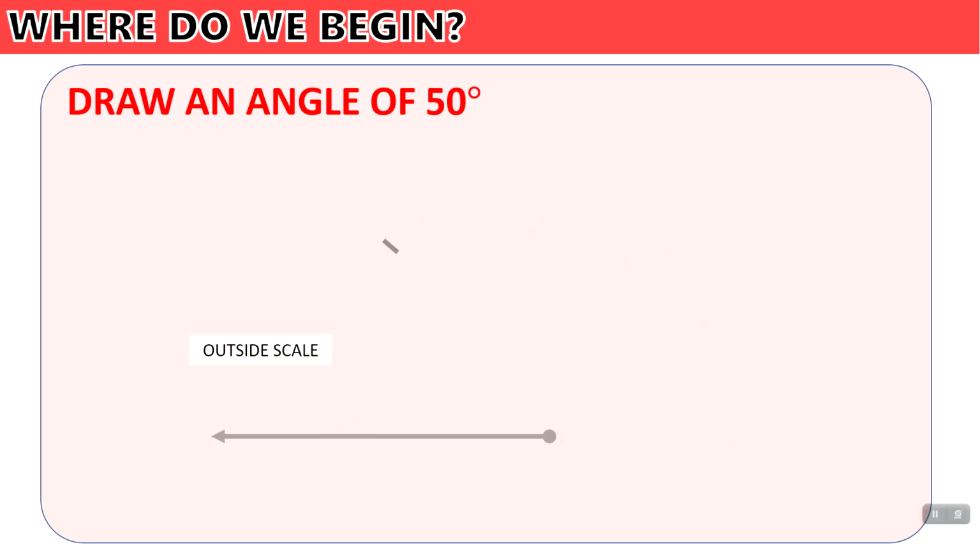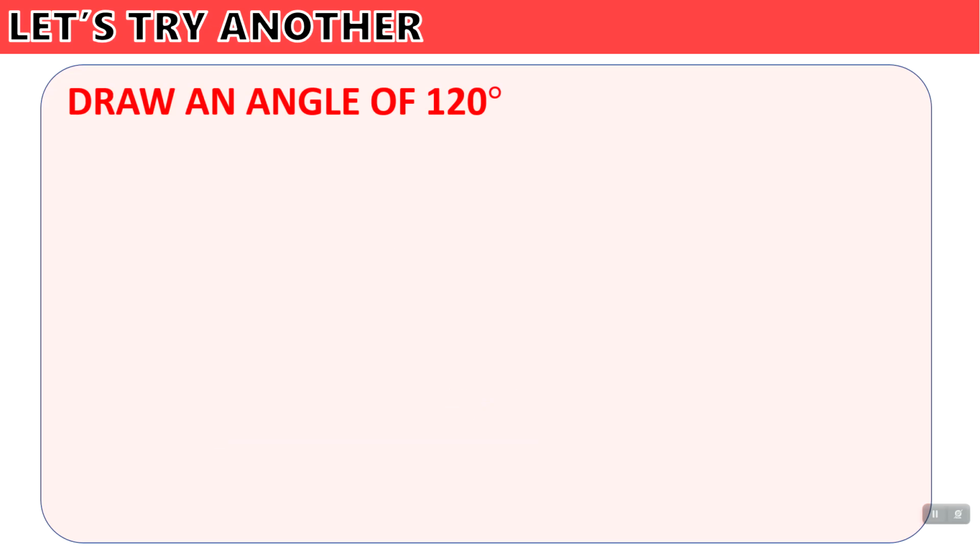Now we remove the protractor and we connect that marking to where the vertex is going to be. So we take our pencil, we draw the second ray. Here is our 50-degree angle now that we have drawn using our protractor, our ruler, and our pencil. Let's try another one. Draw an angle of 120 degrees.